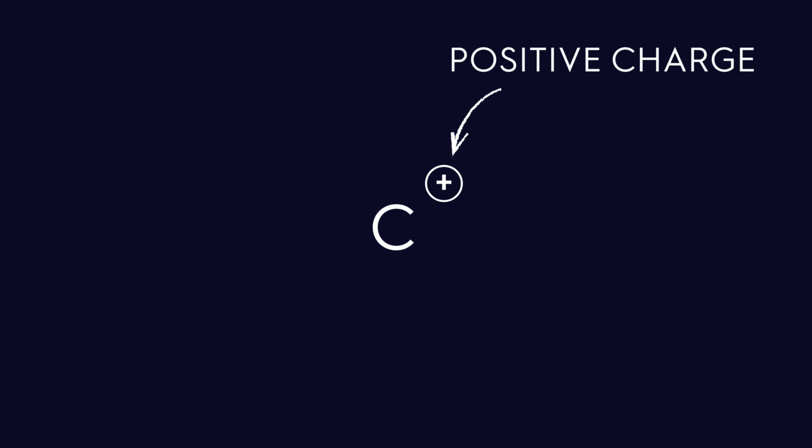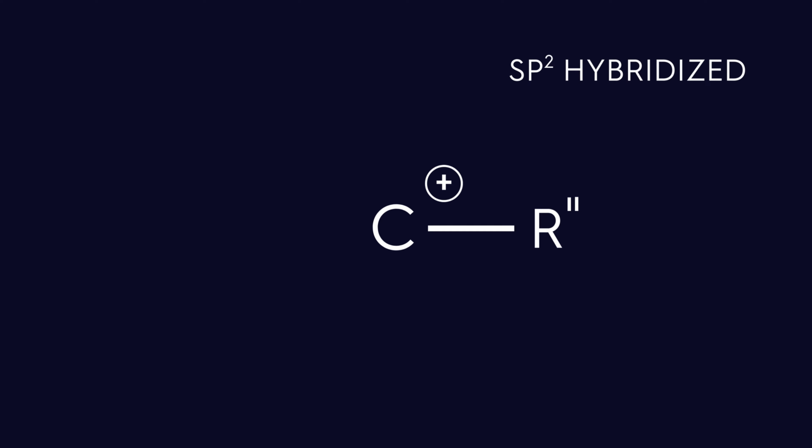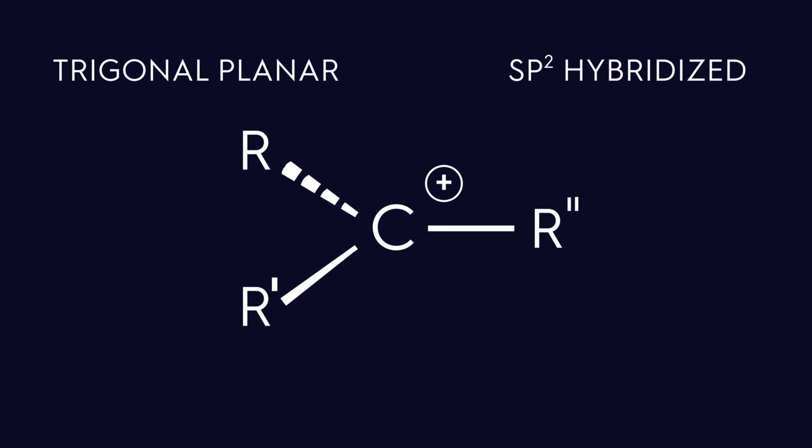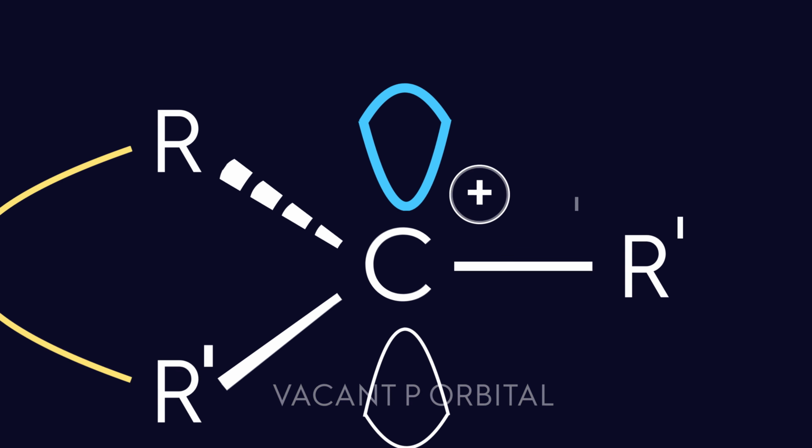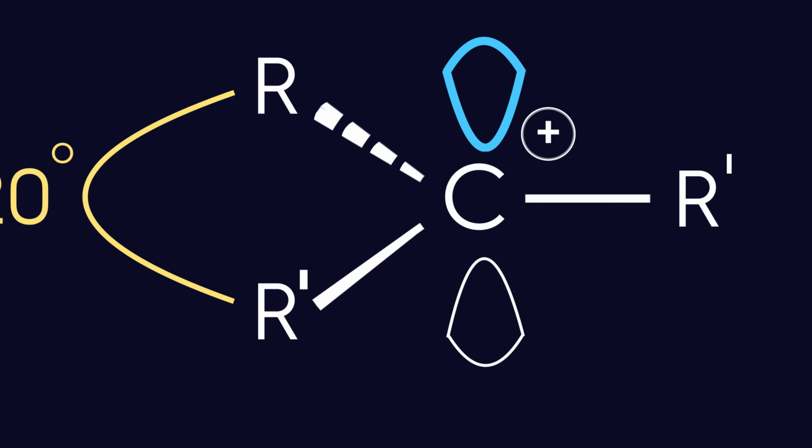A carbocation is a carbon with a formal positive charge. It is sp2 hybridized and trigonal planar, with bond angles of about 120 degrees. That leaves a vacant p orbital sticking up and down, ready to accept electron density.